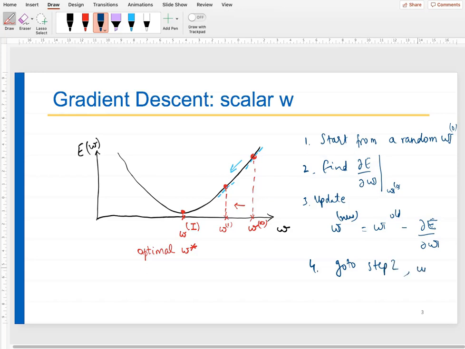until convergence. What is the meaning of convergence? How do you know it has converged? When your dE upon dW becomes very close to 0, right? When things stop changing much, when your W stops updating much. So that is the algorithm which you can derive. This is an iterative algorithm.